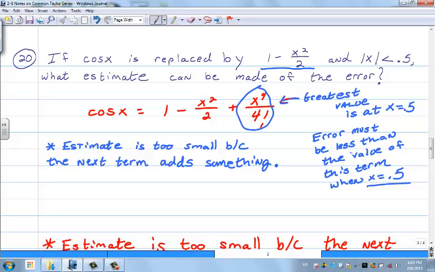So let's find that error now. The absolute value of x is less than 0.5. So the error, and I'm just going to use ER for error, is less than 0.5 to the 4th power over 4 factorial. So the error is less than 0.0026. That's really all there is to that.